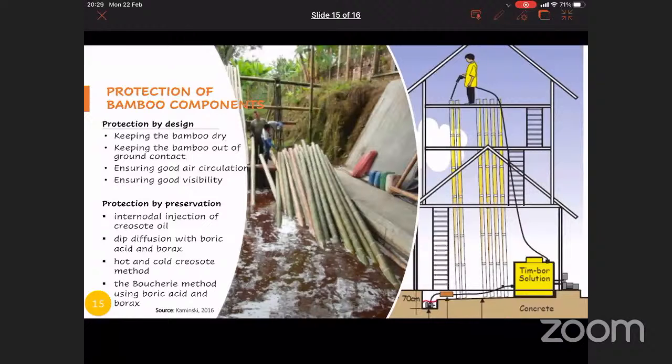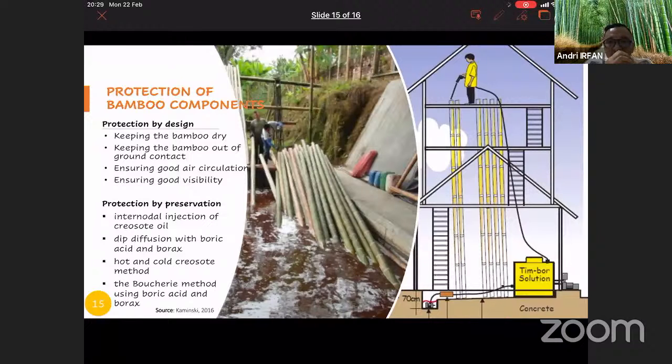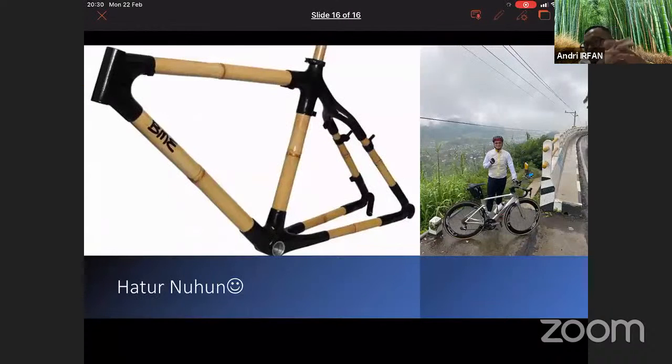The treatment methods intended for site or workshop application include intranodal injection, as in the slide, deep diffusion with boric acid and borax, the hot and cold creosote method, and the last is the Boucherie method, as in the slide. On the job, bamboo can also be used to build some bikes, a modern bike in the woods.